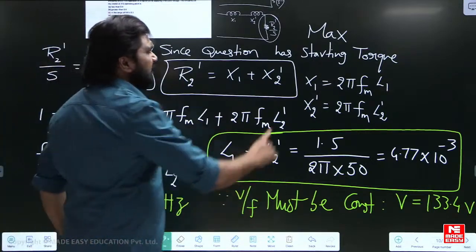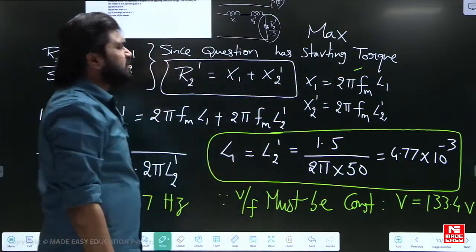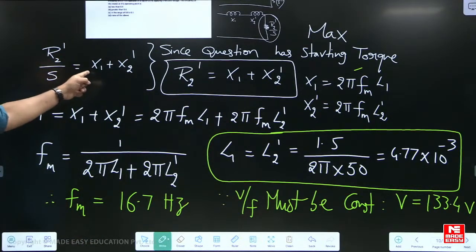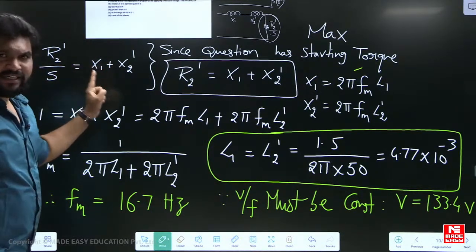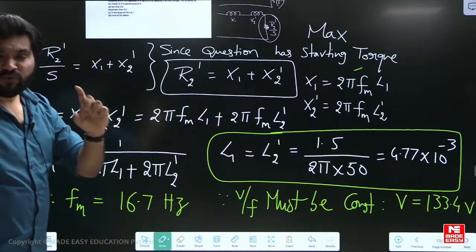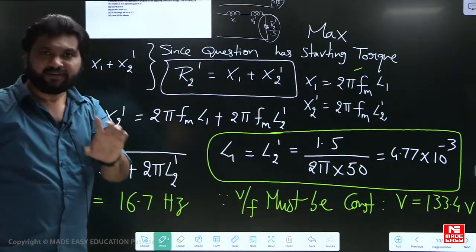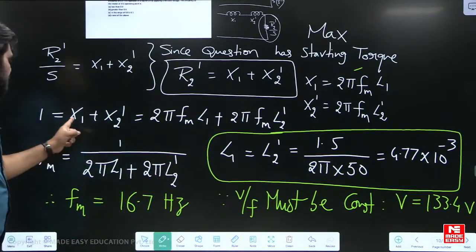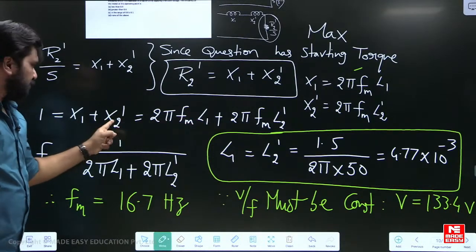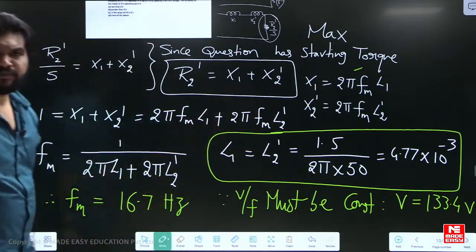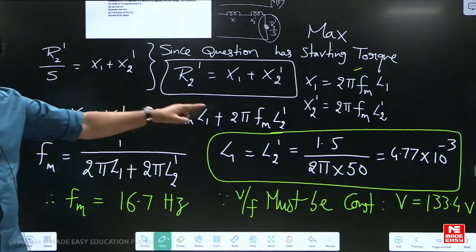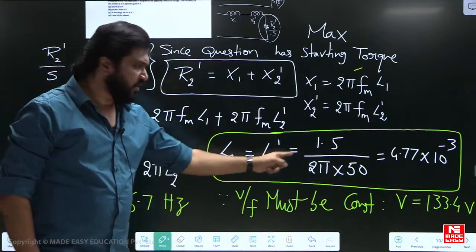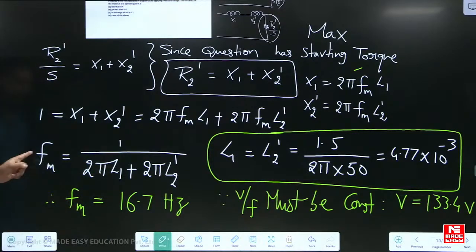So this question is all about maximum starting torque. If you substitute S equal to 1, you will get R2 dash equal to X1 plus X2 dash. You know X is 2 pi FL. Here F is the one we want, so I am calling it Fm, the frequency for maximum starting torque. So X1 is 2 pi Fm L1, X2 dash is 2 pi Fm L2 dash. The values of X1 and X2 dash are already given as 1.5 ohms, so you can calculate L1 and L2 dash, and substituting, you will finally get the Fm value.